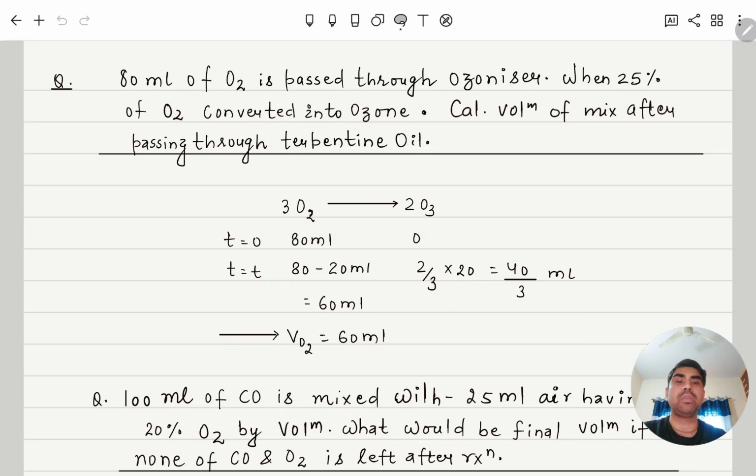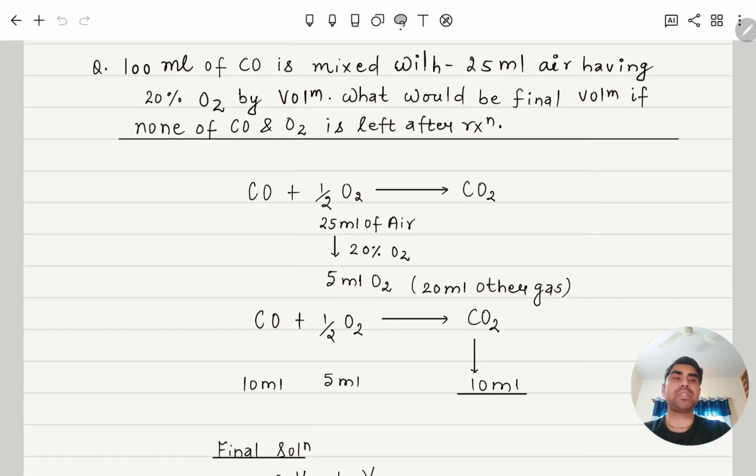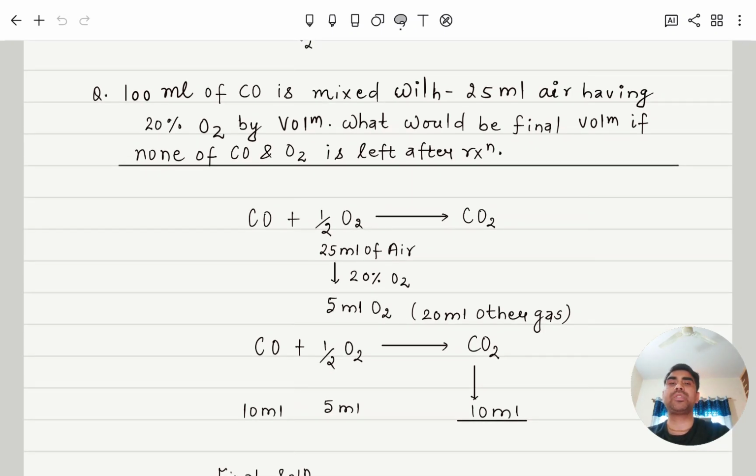Clear? Now it is asking to calculate the volume of the mixture after passing through turpentine oil. Turpentine oil will absorb which gas? O3. So how much is absorbed? 40 by 3. How much is now remaining? 60 ml. Clear? So it asks to calculate the volume of the mixture. After passing through turpentine, O3 will be absorbed, so in the mixture only O2 remains. How much volume? 60 ml. Clear?